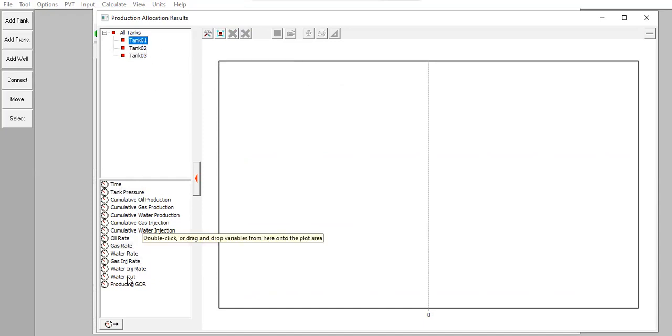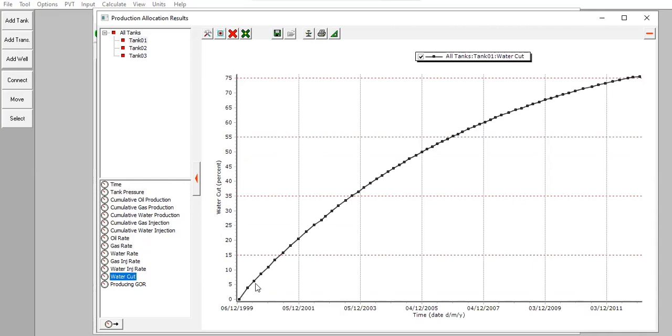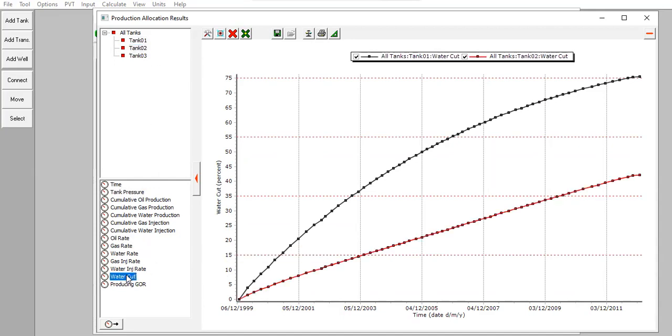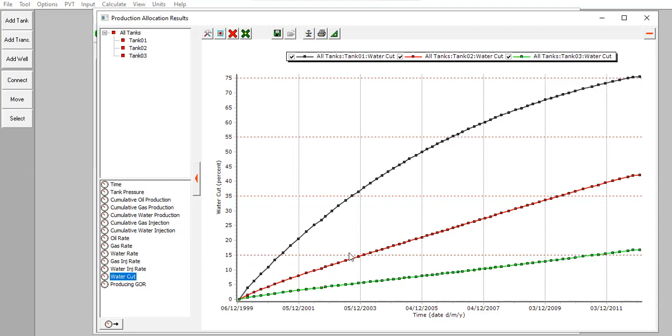Tank one, water cut from 0 to 75, all right, in about 11 years. Tank two, water cut. The water cut will rise slower compared to tank one. Tank three, all right, the water cut increase shows the lowest rate compared to tank one and tank two.